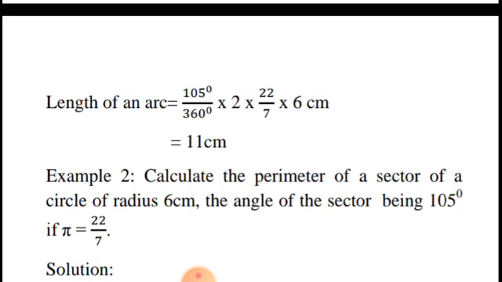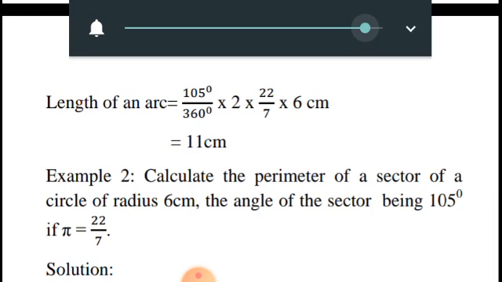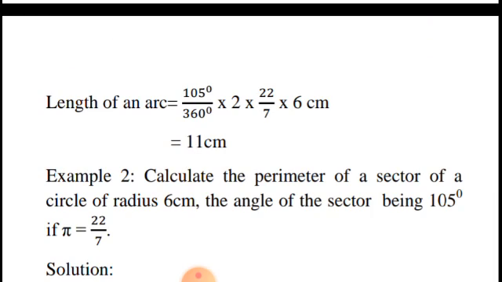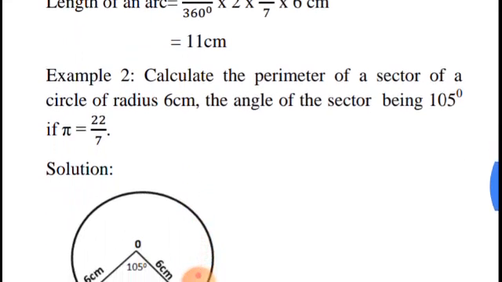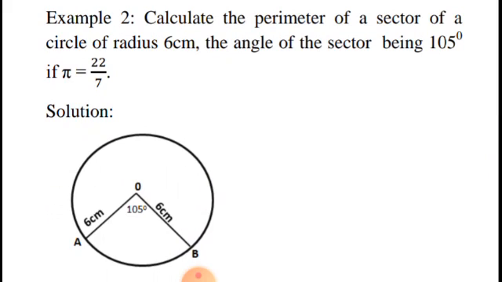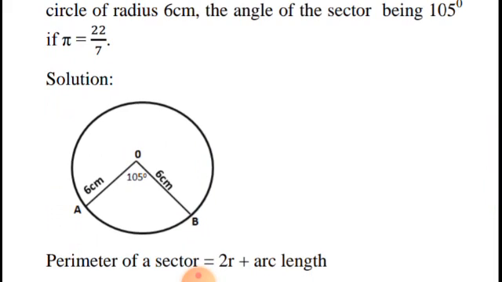I want us to understand that the perimeter of a sector can be seen as the addition of all the sides of the sector of a circle. Now, it is very important for us to be able to draw a diagram. When you draw a diagram illustrating example 2, it will become clearer to us. From this diagram, the perimeter of a sector has three sides. The first side, side AO. The second side, side BO. And the third side, AB. That AB is known as the arc length. So the perimeter of a sector is given as 2R plus arc length.